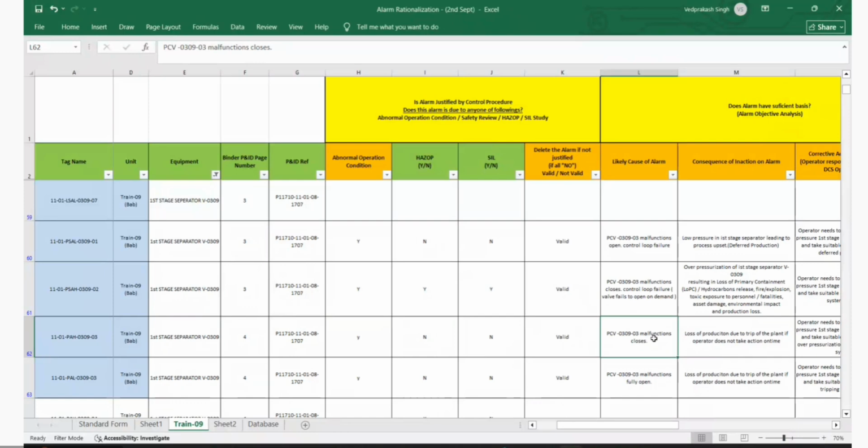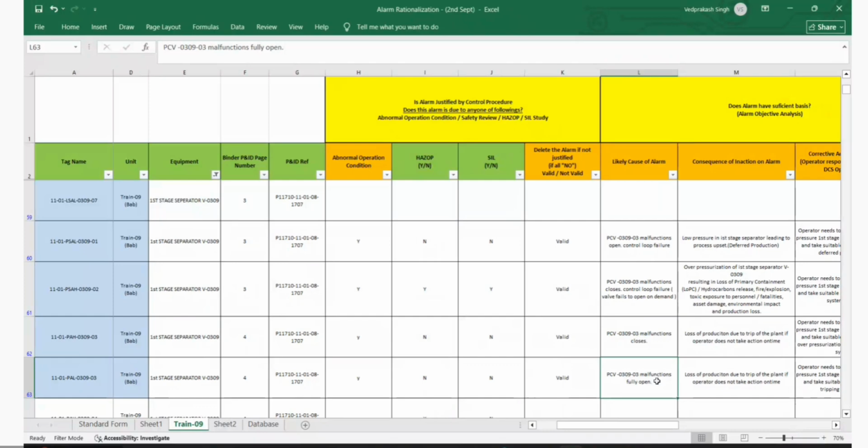Yes, I go with what Khalid is saying. So we are not saying control loop. We are saying PCB closes mechanically. Let's not say control loop. I think everywhere we already mentioned this malfunction open, right? No mention about control loop. Yes, correct.